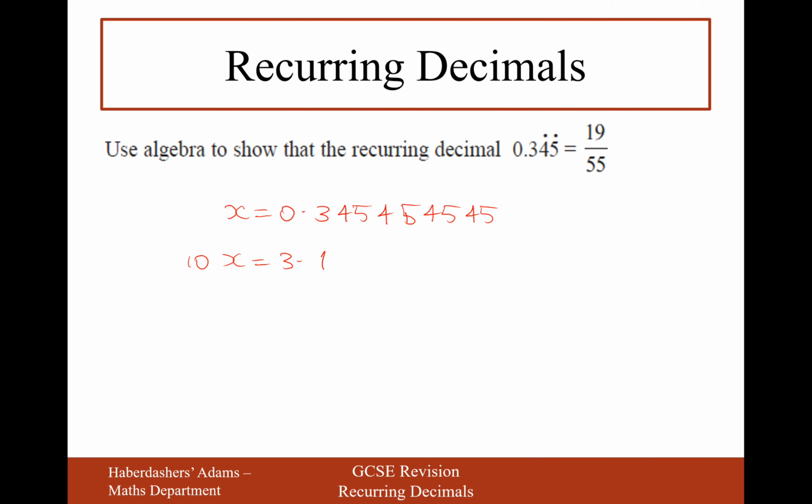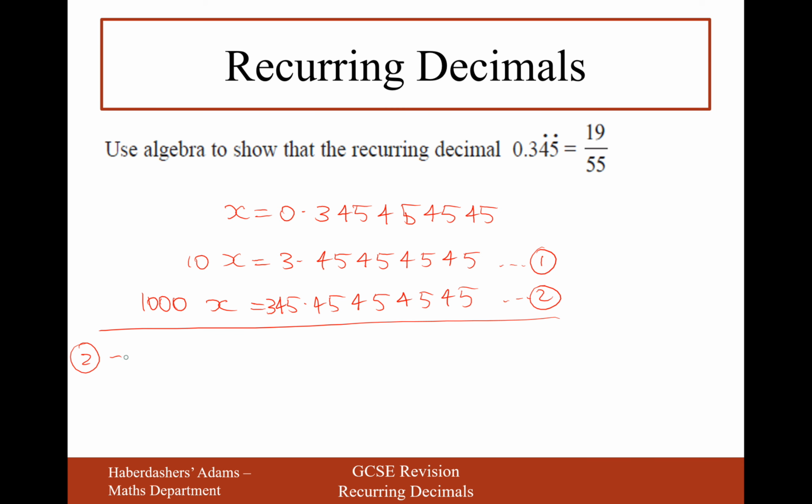So I'm going to get 3.454545. And let's multiply by another 100, because I want all these decimals moved up 2 places. So that'll be 345.454545. And now let's do the subtraction of statement 1 away from statement 2. So statement 2 take away statement 1 is going to give us 1000x take away 10x, that's 990x, equals 345 take away 3, that's 342.